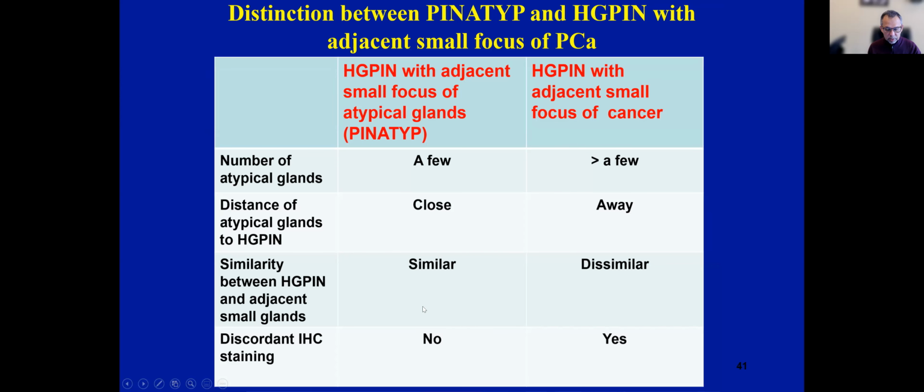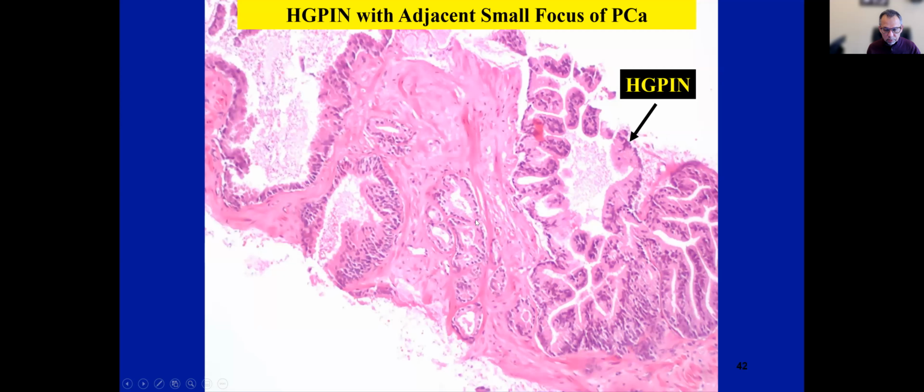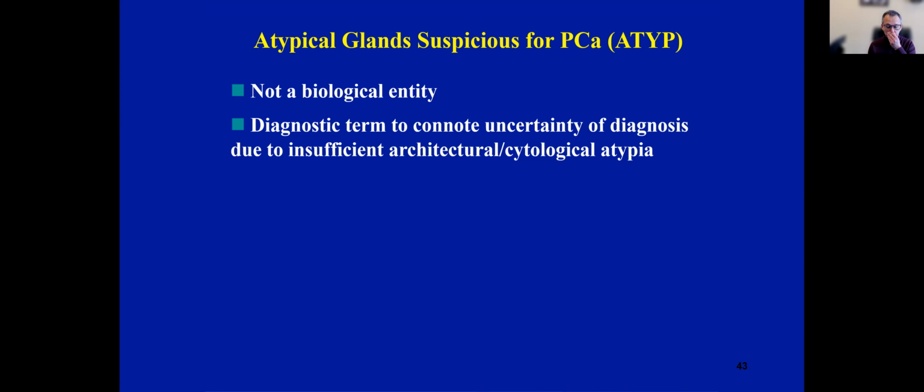And here is one such example where you have a small focus of cancer glands away from high-grade PIN. So it is hard to explain this as a tangential sectioning or outpouching. And this would be referred to as a minute focus of cancer adjacent to high-grade PIN.